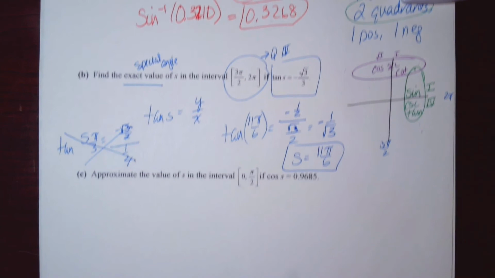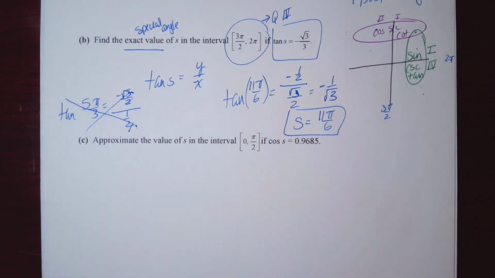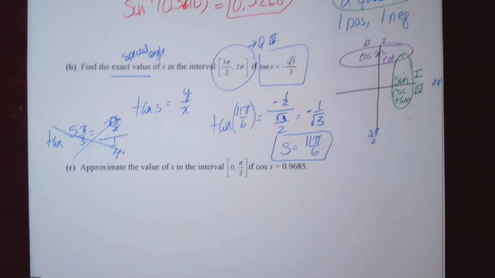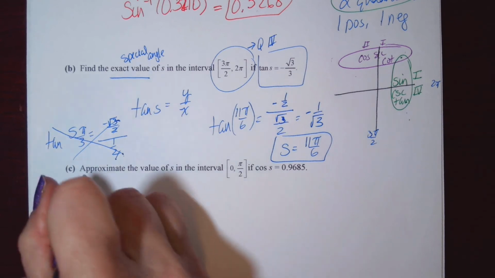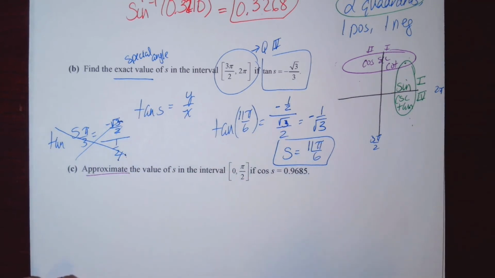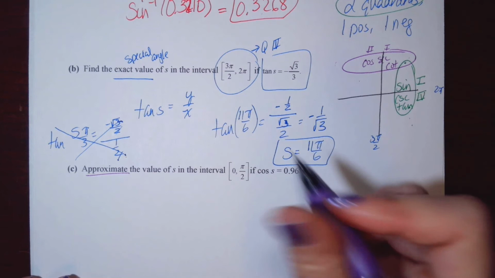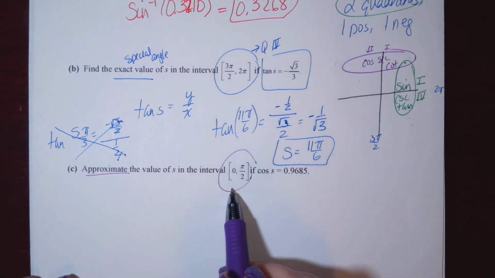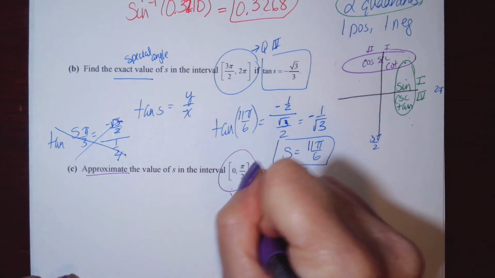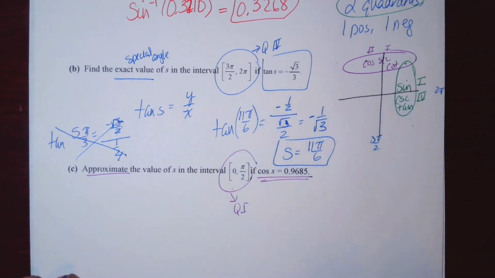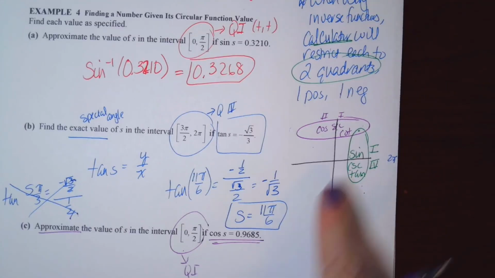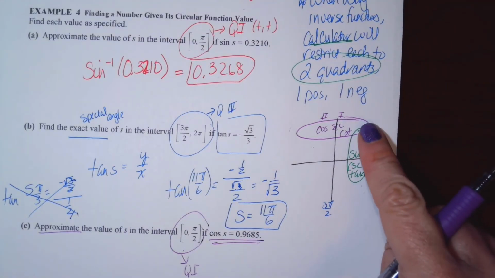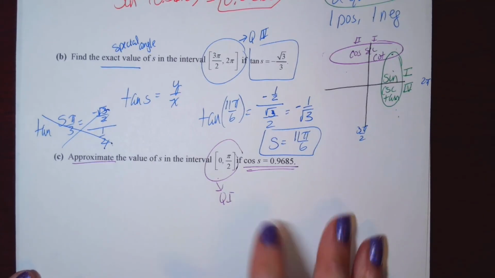Okay? All right, let's do one more. Approximate the value. So I'm going to need my calculator. It's not going to be a special angle. I'm in the interval 0 to pi half, so I'm in quadrant 1. And I've been given a cosine function value. It's positive. Cosine is restricted to positive values in quadrant 1, so we're in good shape.